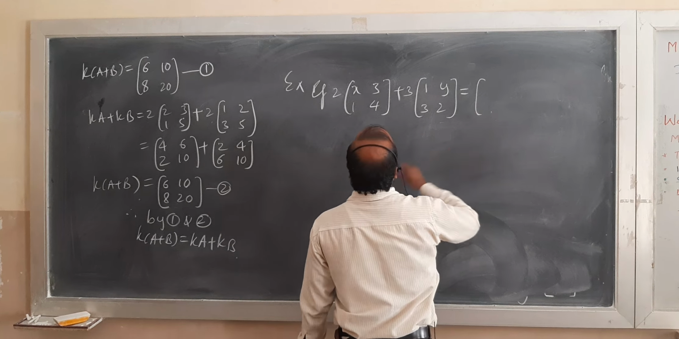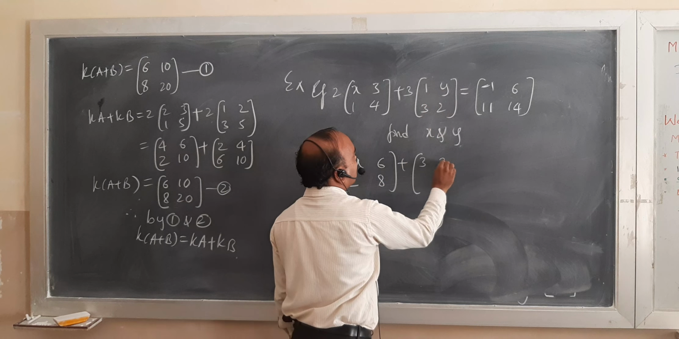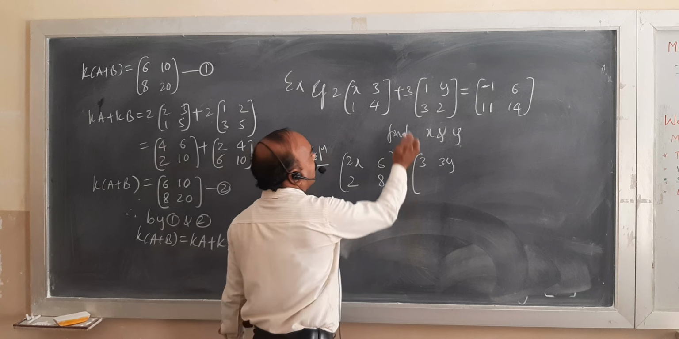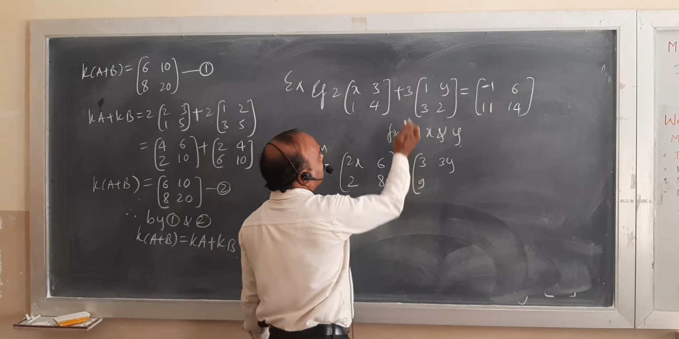First, we simplify the scalar multiplication of these two. 2 with x, that is 2x. Next 2 with 3, 6. 2 with 1, 2. 2 with 4, 8. Plus, you get 3 times 1, 3. 3 into y is 3y. And 3 into 3 is 9. 3 into 2 is 6. Equal to, you got minus 1, 6, 11, 14. It is already given, it is as it is.